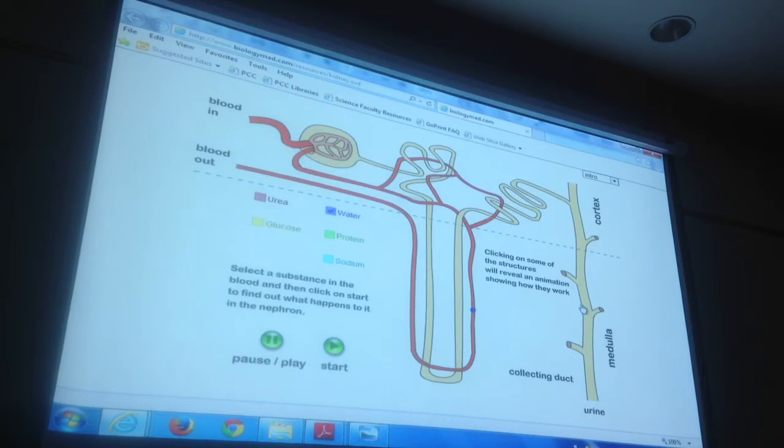Make sense? So what we're going to do now is go through the biology of how the chemicals actually do that. I'm going to show you a different animation for a second. Step it down for a minute.